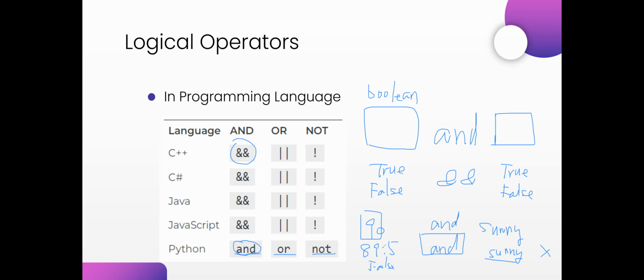So how about you got 100, but tomorrow is raining? Can you go outside to play? No, right? Both conditions have to be true to go outside to play. So both conditions have to be true, all right? So basically this is the and.